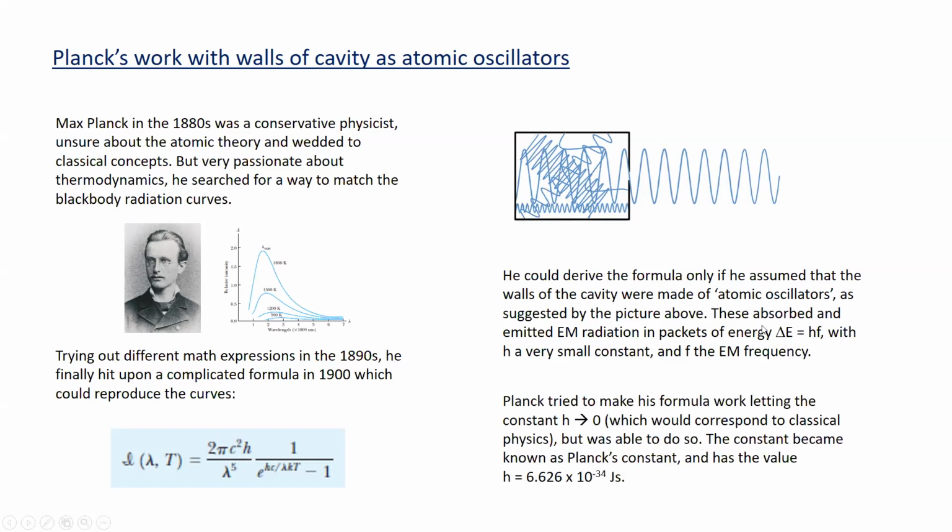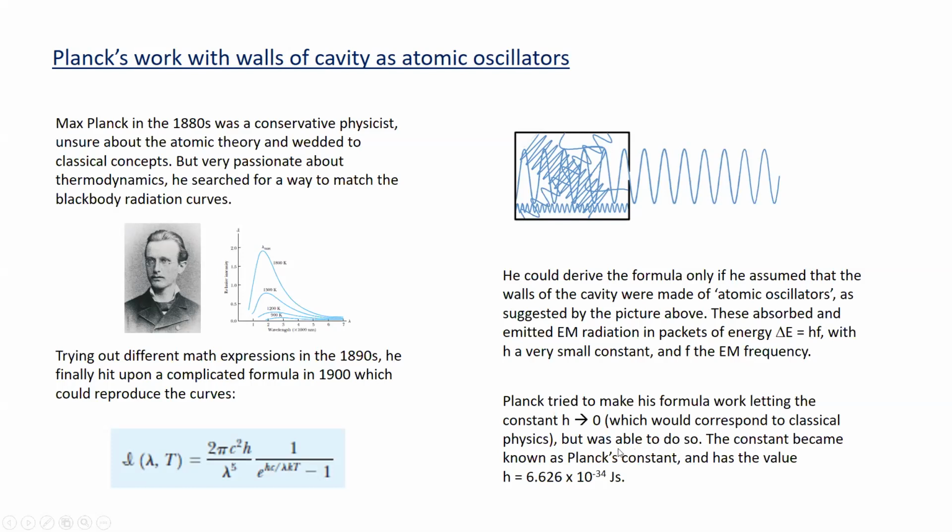Now, as I said, Planck was a conservative physicist. He tried to make his formula work. He hoped he could fiddle with it and make it work as this constant h would go to 0, and it's possible to show mathematically that as h goes to 0, you recover classical physics. Certainly, it means that you can have any value of energy, since energy is not coming in packets here. If h goes to 0, it can come in any amount.